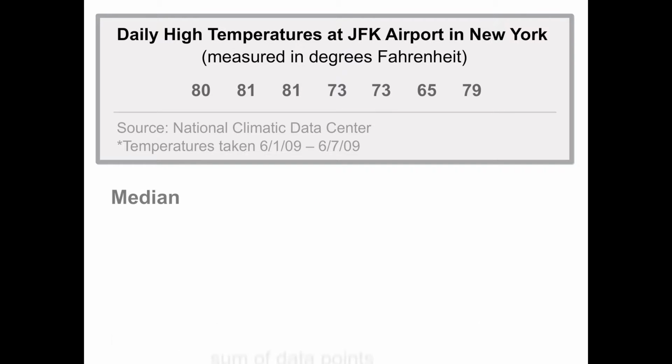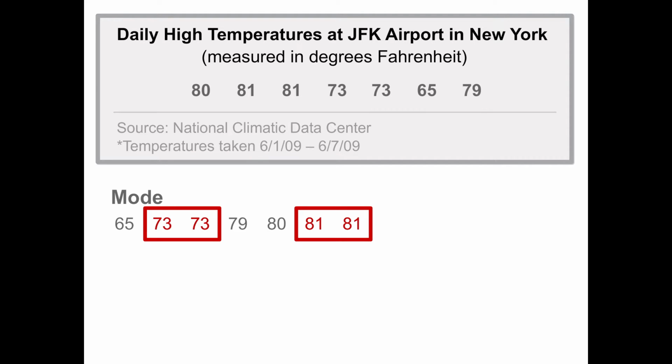To determine the median, arrange the temperatures in order. The median is the number in the middle, 79. To find the mode, look for the number or numbers that occur most often. In this set of data, that is 73 and 81. So there are two modes.